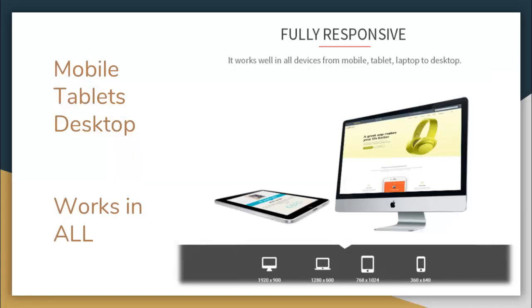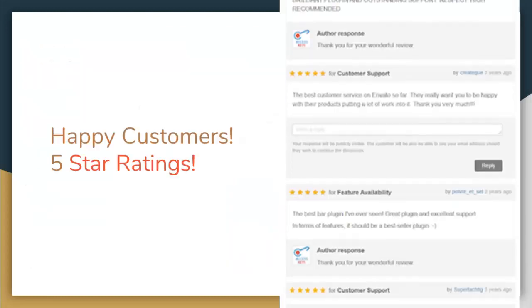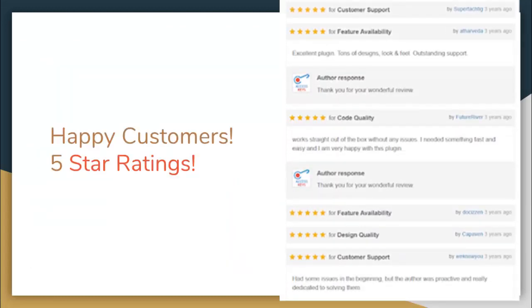And this plugin is fully responsive, as you can use it on any devices like mobile, tablets, desktop. It just works on everything. Epic's notification bar has made 900-plus sales and we have already received a number of 5-star ratings from our happy customers. And also to mention, it is one of the number one notification bar WordPress plugins that you can find on CodeCanyon. Here are some of the happy customers who have provided us their amazing reviews and 5-star ratings on how this plugin has helped them on their website.